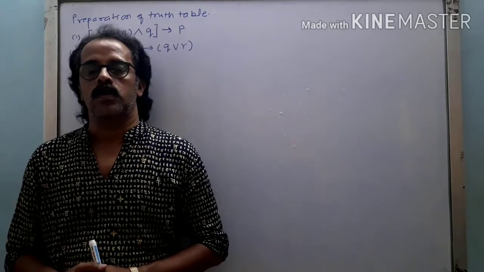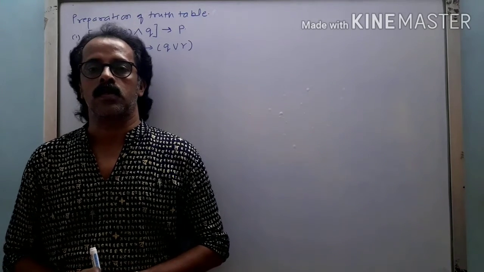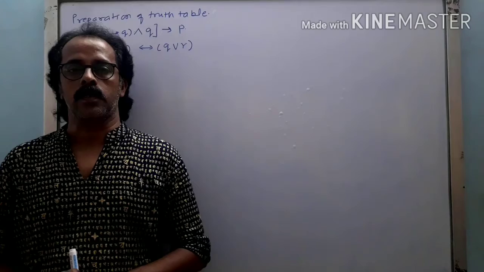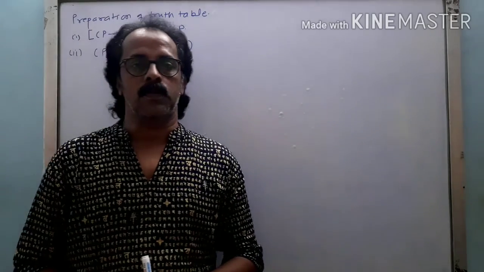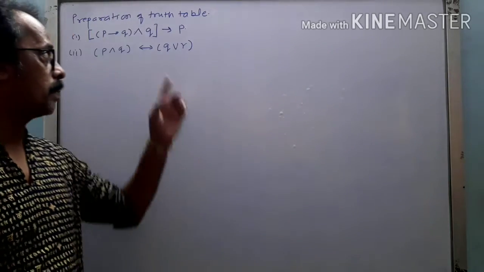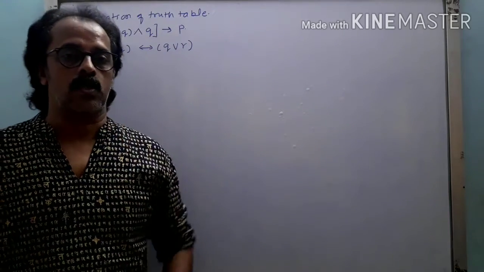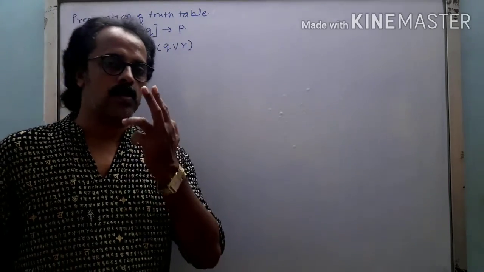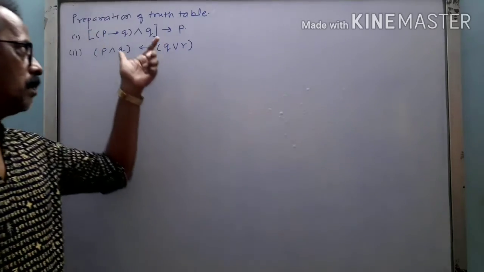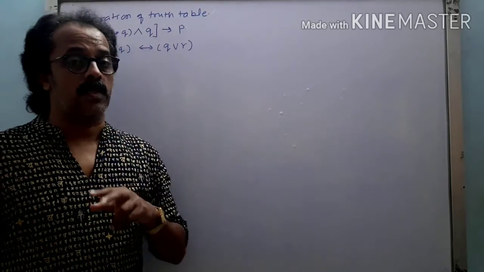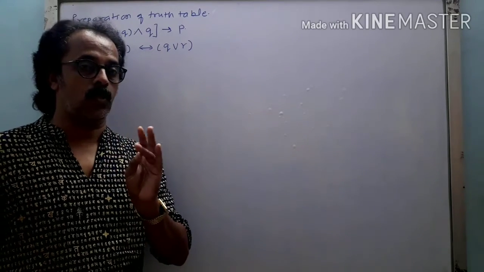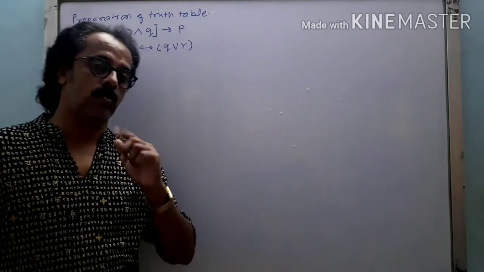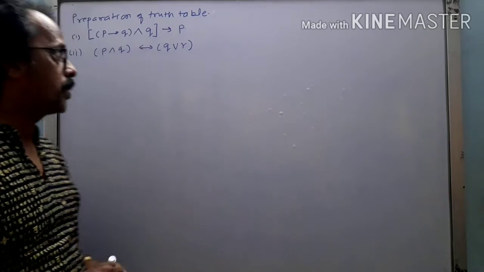I hope the two lectures we have given on logic are done properly. Now, certain parts are still left, which is the truth table. How to prepare the truth table is what we are going to study today. We are taking two questions on board today. The first is simple, with P and Q, but the second one needs three letters, P, Q, and R. Then in that case, how to write the truth table is what we are going to study today.